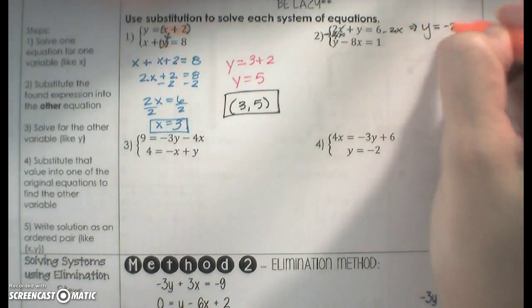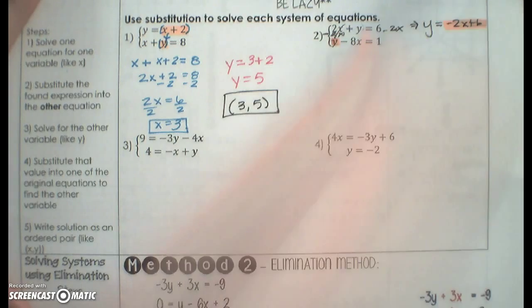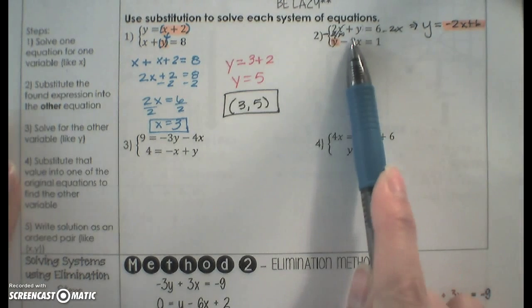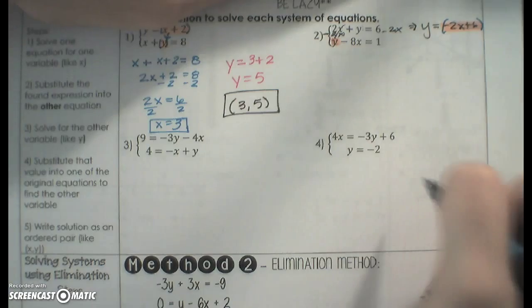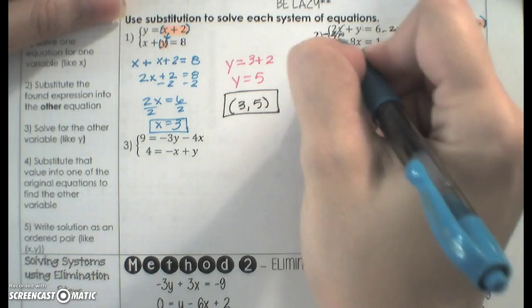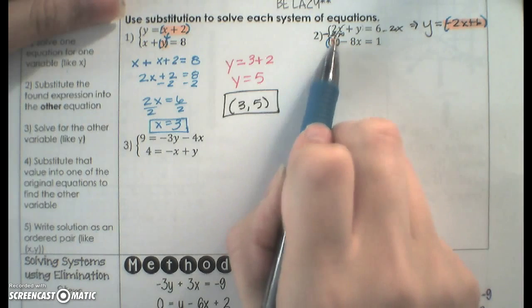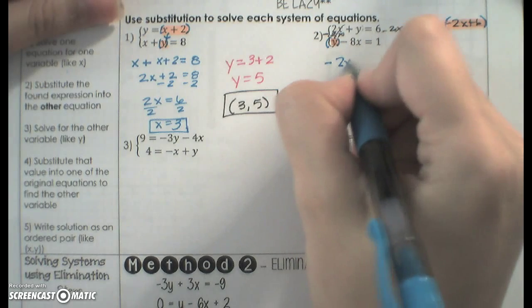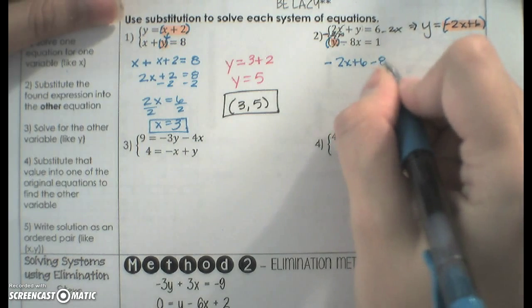And I can repeat my steps of saying if y is this, then I'm going to replace in the second equation, and we always use both equations, so we can't replace this into the same equation. That wouldn't make sense. So let's go ahead and take this stuff that equals y and replace it with our y here. So y is the same as negative 2x plus 6. So negative 2x plus 6, and then minus 8x equals 1.